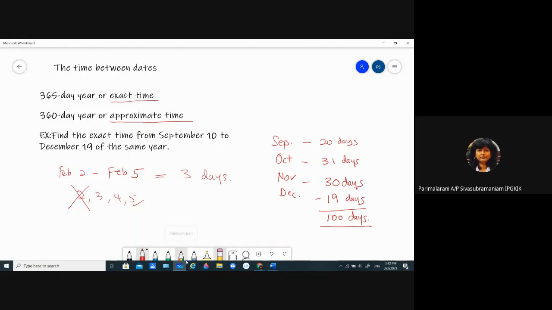So supposing you take a loan that starts on September 10 and finishes on December 19, then you have taken the loan for 100 days. That is how they will calculate your interest, based on 100 days. So far, okay?